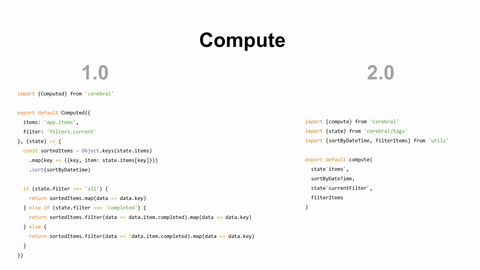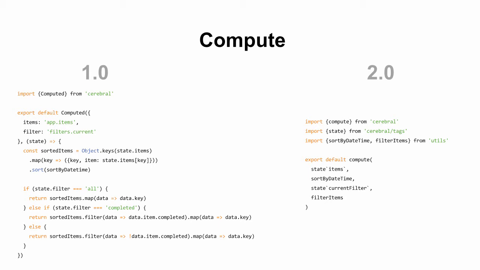So on the left side, there's an example from the current website of Cerebral, where we basically want to sort some items by date time, and then we want to filter them. So you had to do this inside one compute before. But now we have a different API which encourages composition. That's the good thing. Like reuse code and all this good stuff.